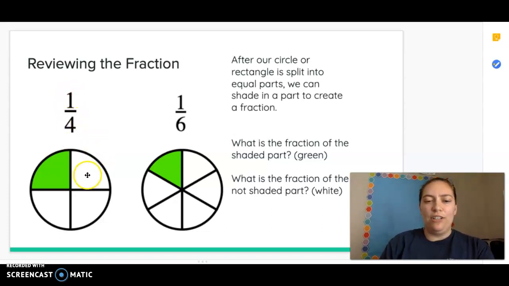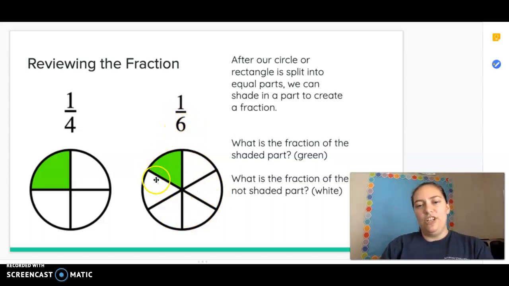But what is the fraction of the not shaded part? Well, 1, 2, 3. That would be 3/4. Okay, let's look at this one. This one's split into 1, 2, 3, 4, 5, 6 different pieces. So our whole goes on the bottom, 6. And how many is shaded in? 1.